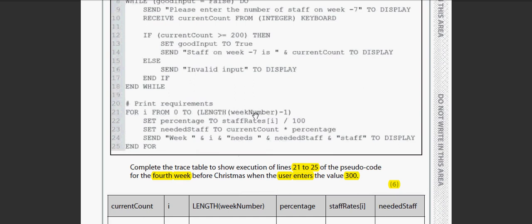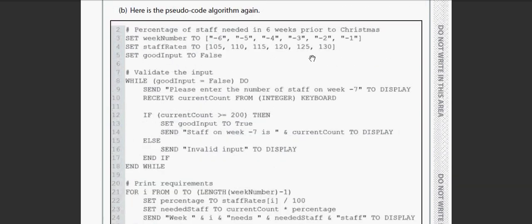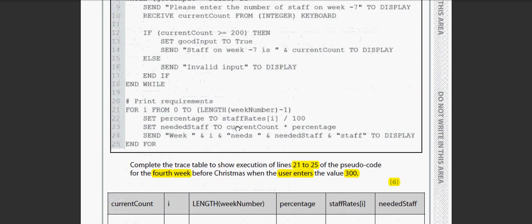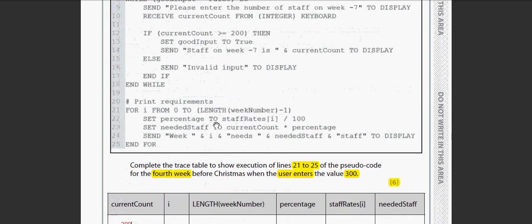Why minus 1? Because there are 6 elements, and we want the loop to run 6 times, because it's going to loop through staff rates, which also has 6 elements. And the computer starts counting at 0. So 0, 1, 2, 3, 4, 5 will give you 6 iterations of the loop.